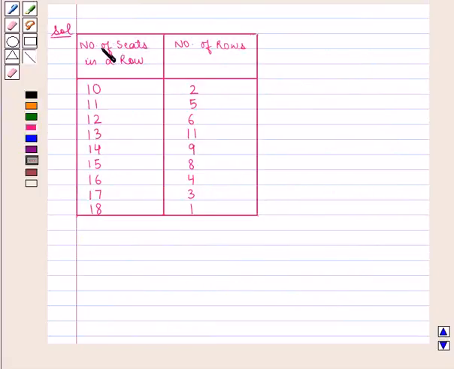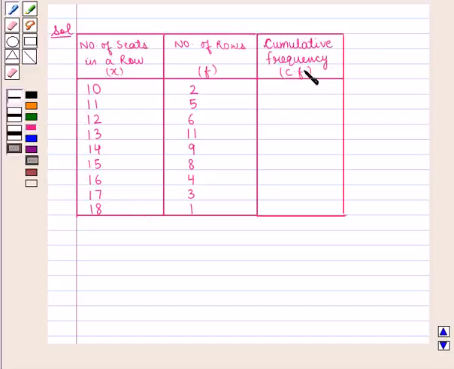The given distribution is as follows. Now we shall find cumulative frequency, and the first entry in the cumulative frequency column will be the same as that of frequency, that is 2. Next will be 2 plus 5, that is 7, 7 plus 6, 13 and so on. Here, n is equal to the sum of the frequencies, that is 49.